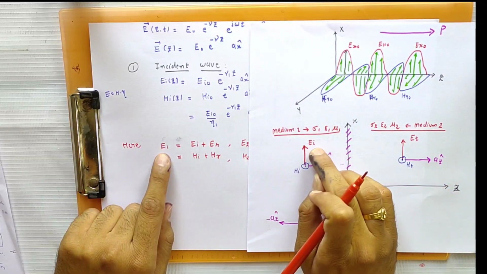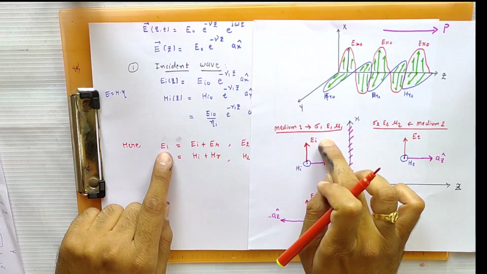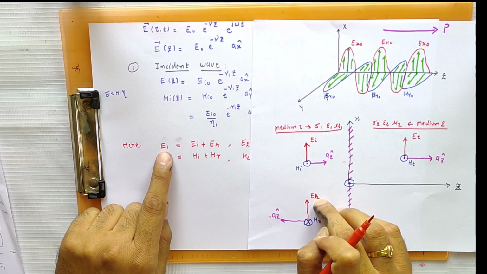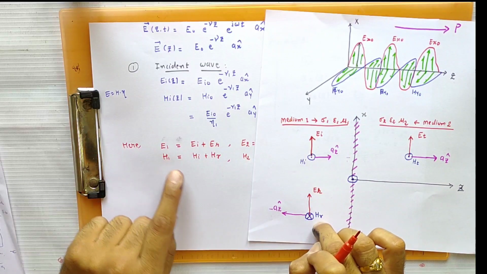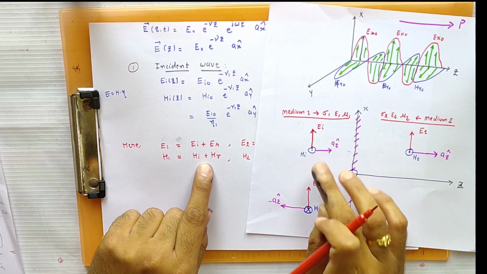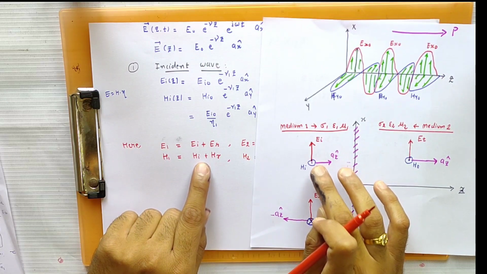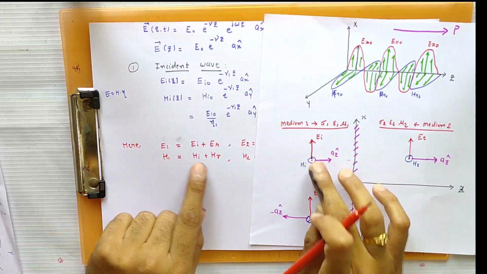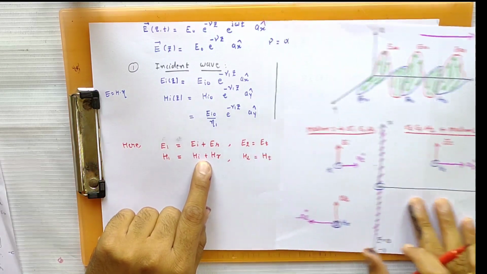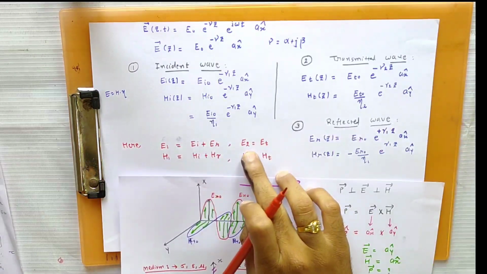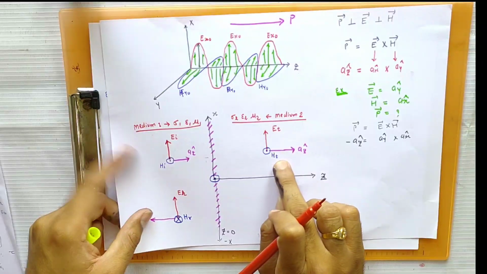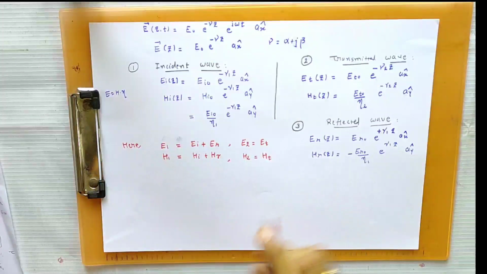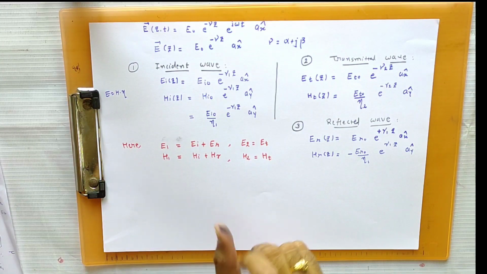See what E1 indicates. E1 indicates the total electric wave in medium 1, which is E_I and E_R. We have to do just the addition. What is H1? H_I and H_R. Both are in opposite directions, but here there is no need to take the negative sign. We take the negative sign when we deal with a vector quantity, but here we just take the plus addition. What is E2? E2 means the total electric wave present in the second medium, which is only the transmitted wave, and here only the transmitted magnetic wave. Clear?